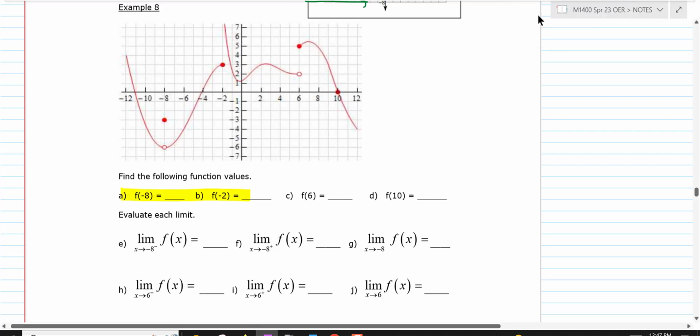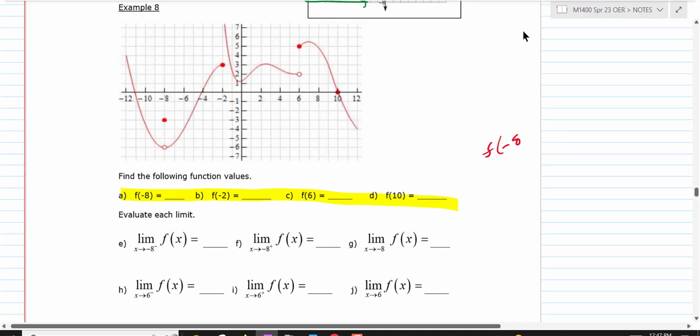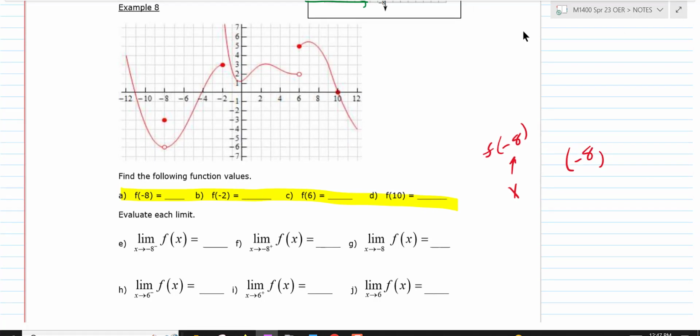So the first thing I'm going to look at is this first row right here. This has nothing to do with calculus. This is what we call function values. You should have talked about this a little bit in college algebra. If you have f of -8, what it means is x is -8. Your job is to find what y is. That's all it is. So let's locate x equals -8. What is y? -3, exactly, because there's a solid dot there. So that's equal to -3.